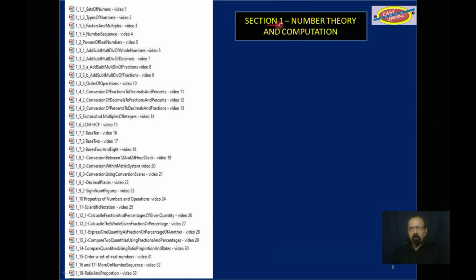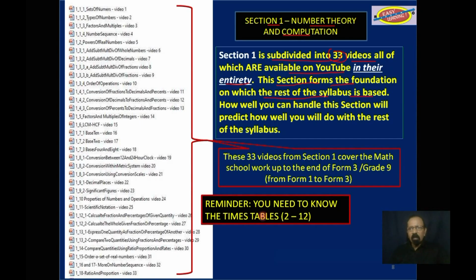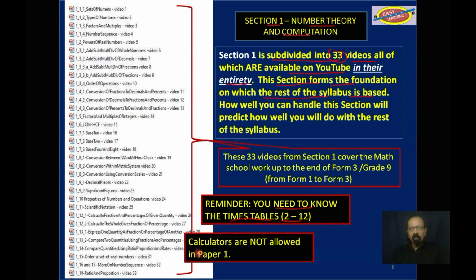Going back to section 1, Number Theory and Computation, I divided that section into 33 videos, and they are all available on YouTube in their entirety, especially since this section forms the foundation on which the rest of the syllabus is based. If you plan to write the CSEC math exam, please note that you also need to know the times tables from 2 to 12, especially since calculators are not allowed in paper 1.